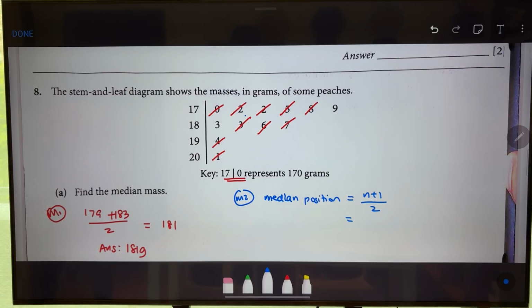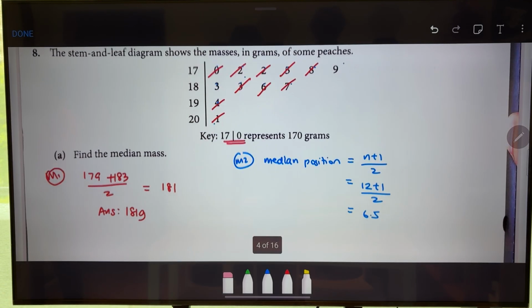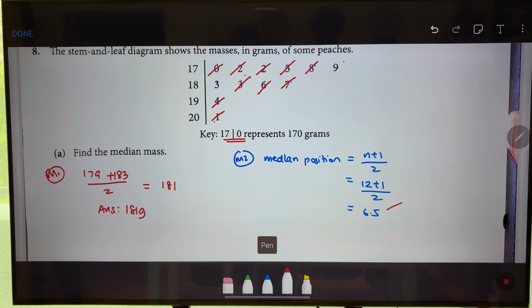So how many data are there here? 1, 2, 3, 4, 5, 6, 7, 8, 9, 10, 11, 12. 12 plus 1 over 2. That gives us 13 over 2, 6.5. What does this mean? This means that we have to find the number that is between the 6th position and the 7th position. You can see 6.5 is in between, right? Okay. So which is the 6th position and the 7th position? 1, 2, 3, 4, 5, 6, and 7th position. So again, we are down to 179 and 183. From here, we find the average.